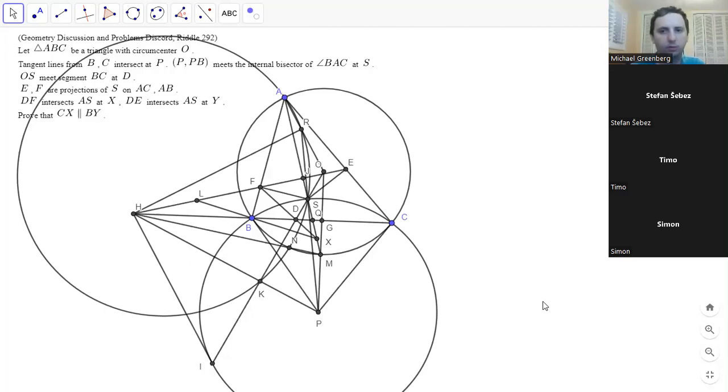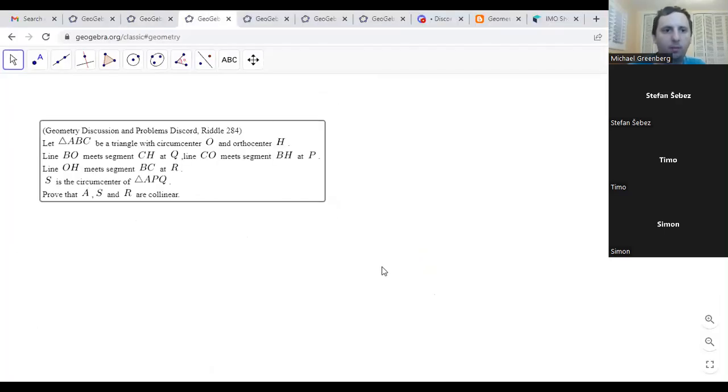All right. I think I'm going to move on to the next problem, but we can come back to this later. Looks like a hard one. So here's the next one.